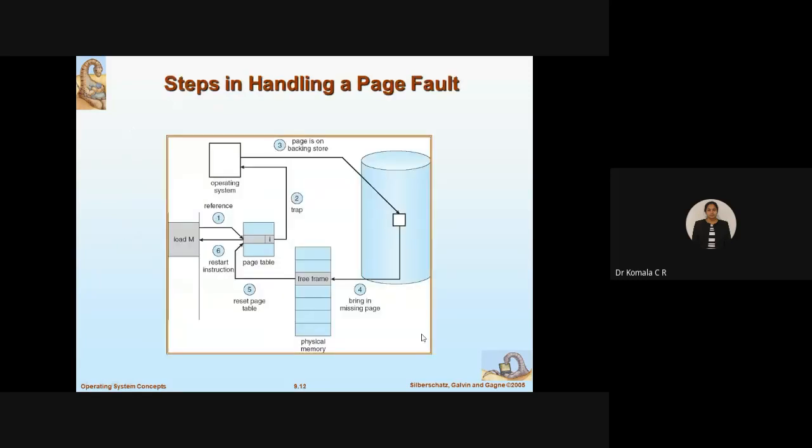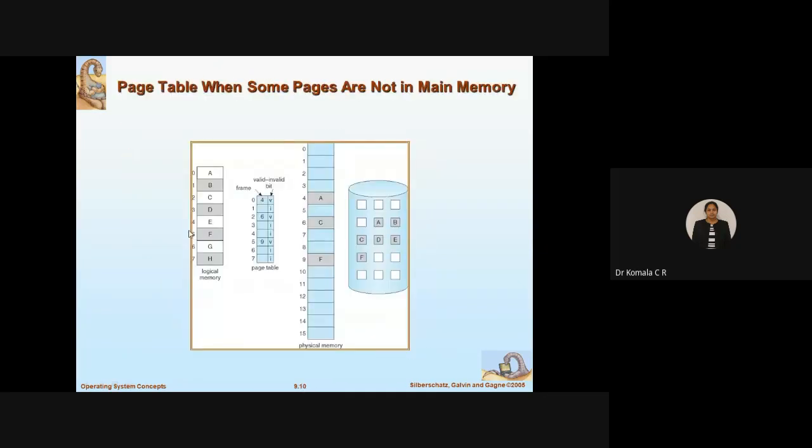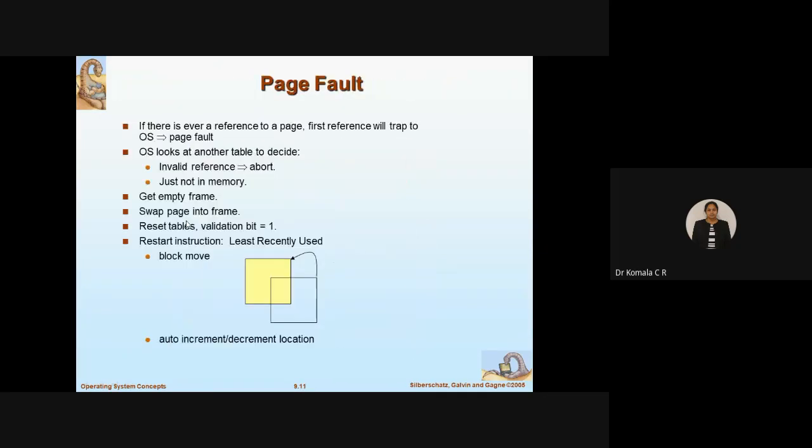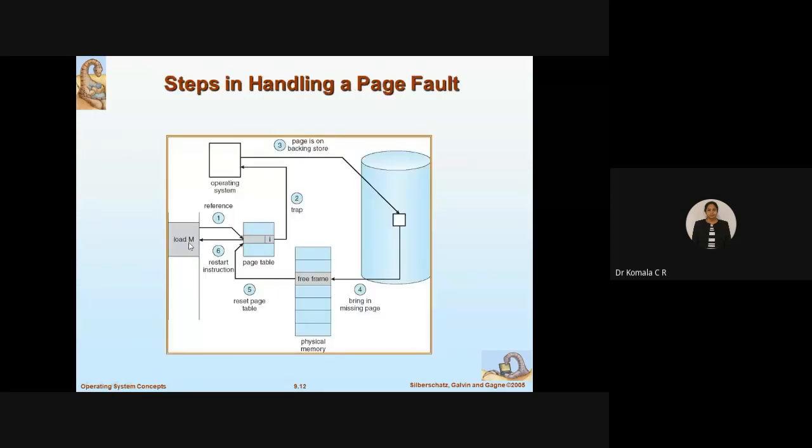So the diagram is shown here along with the steps. Say, for example, you want to execute the instruction load M. M means some data, right? Whatever data you had, A, B, C, some pages. M is one of the pages you can assume. So you want to load this.